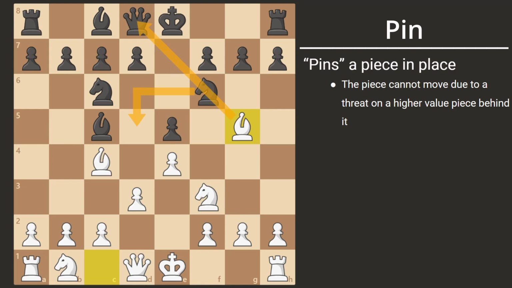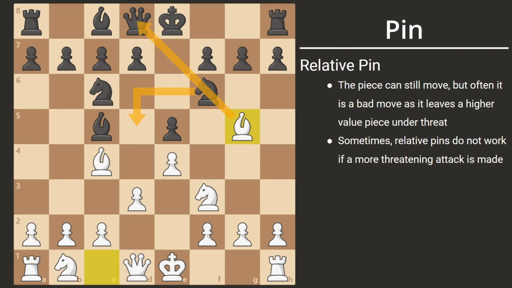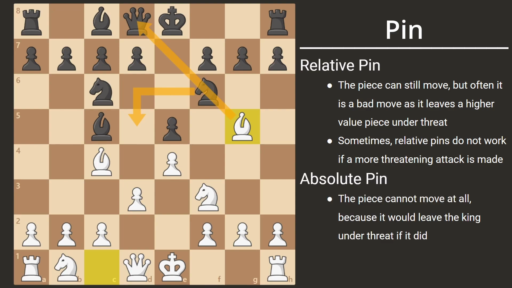Now there's two types of pins. There's one called a relative pin, and then there's another called the absolute pin. And here is a relative pin because the knight can still move actually, right? It can move to here or here. It would just be a terrible move because you'd lose the queen, but it can still do that.